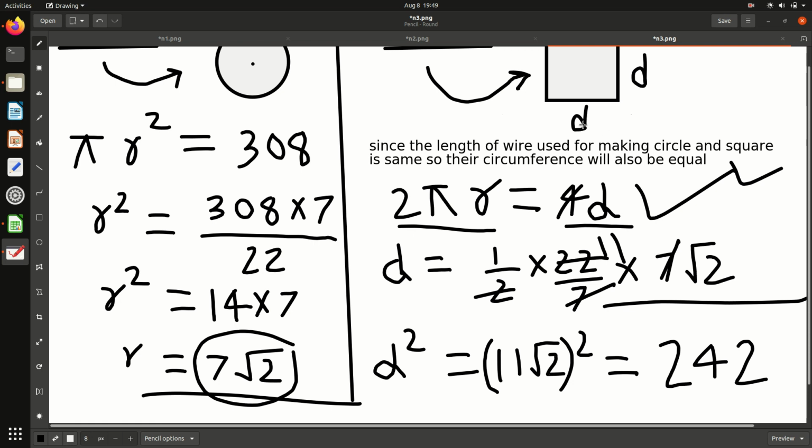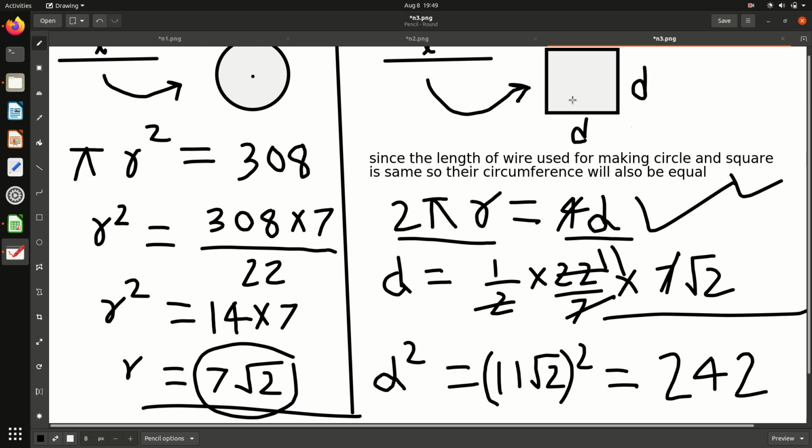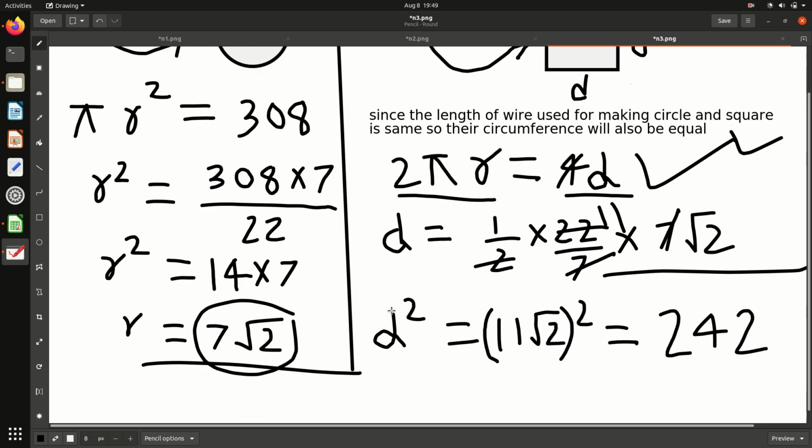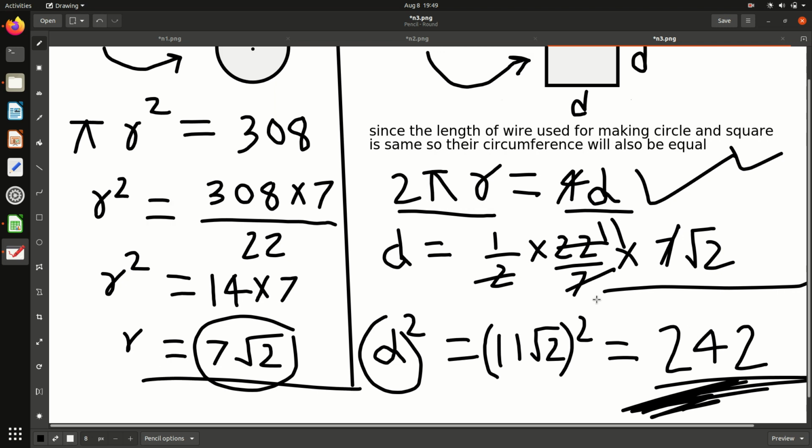So this is the side, and to get the area of this square we just do side squared. So we will do d squared. The value of d is 11 root 2, so d squared will be 11 root 2 whole squared. So 242 will be the area of the square.